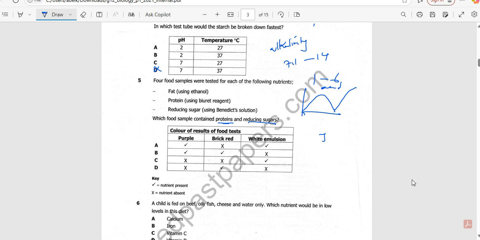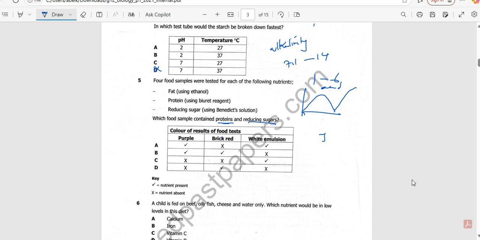yellow, orange, until it reaches brick red when there is a high concentration of sugar. So the colors indicate the amount of sugar present in that food sample. When it reaches brick red, it means there is a high concentration of sugar. So which food sample contains proteins and reducing sugar? Brick red is the indicator of reducing sugar. Then purple is an indicator for protein.